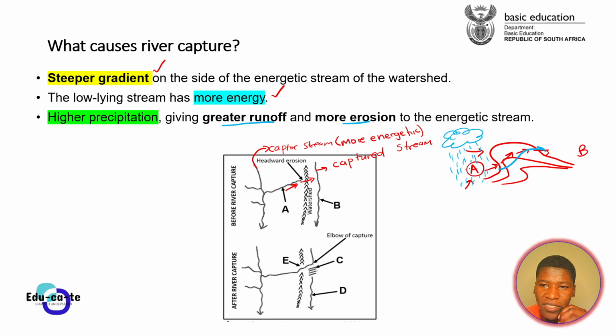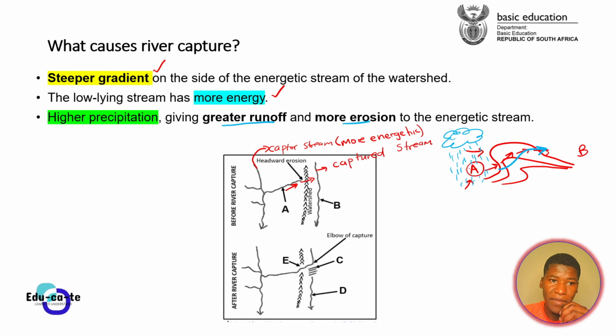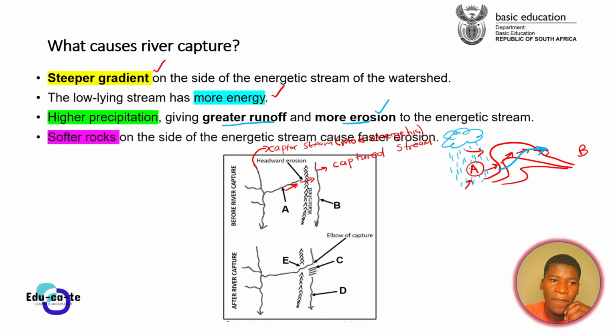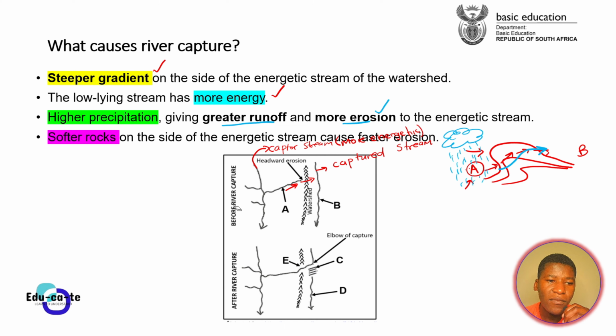the Keptor stream to erode through the watershed so that it could go and steal the waters of River B. So higher precipitation also causes river capture to occur. And lastly, there are softer rocks. So the last point, the softer rocks causes a faster erosion.